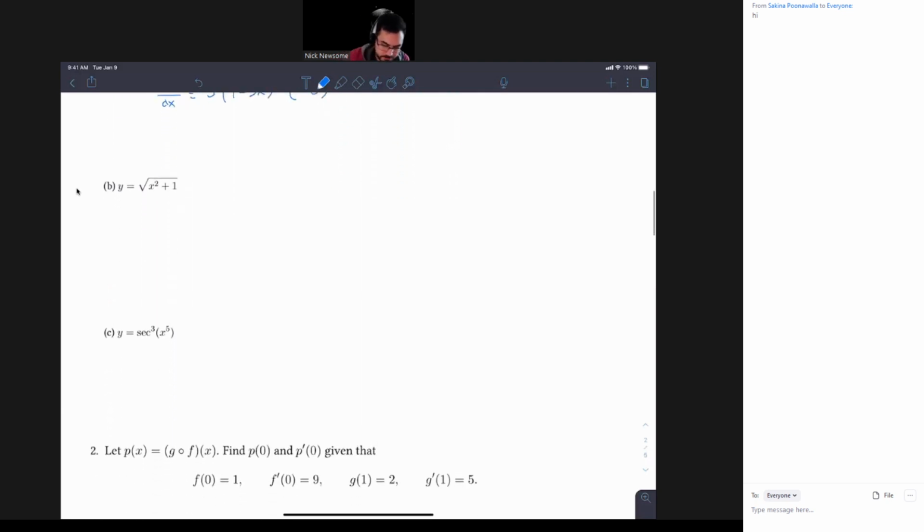Okay, part B. First thing to notice here is the square root really is a 1/2 power. If we can make the function look easier to differentiate, we should do it. So the square root of x squared plus 1 really looks like (x squared plus 1) to the 1/2. And now we're back in just like what we did before in part A.